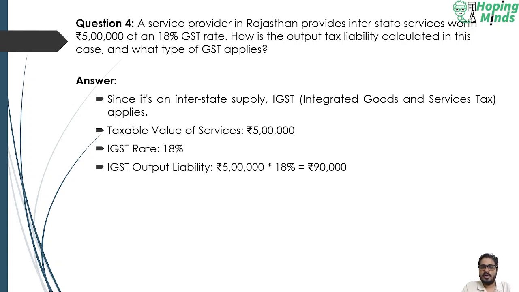The taxable value of service is rupees 5 lakhs and the IGST rate is 18%. So the final IGST output liability will be rupees 5 lakhs into 18%, which comes to rupees 90,000.